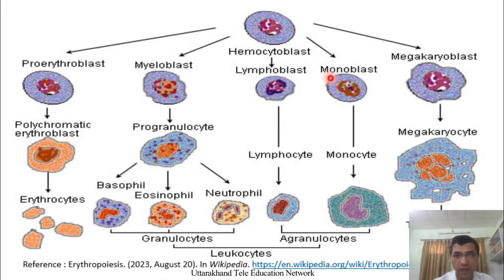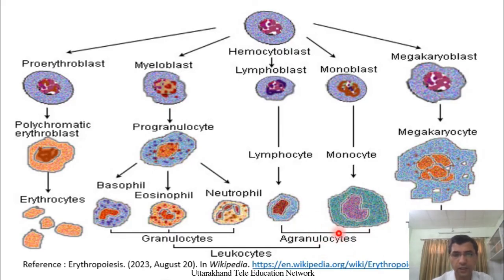Here is the monoblast. These monoblasts are also the stem cells of the monocytes. Then certain mitotic divisions occur in these monoblast cells, and they differentiate into the monocytes. Ultimately this monocyte differentiates into the macrophage cells. It's also showing here phagocytosis.